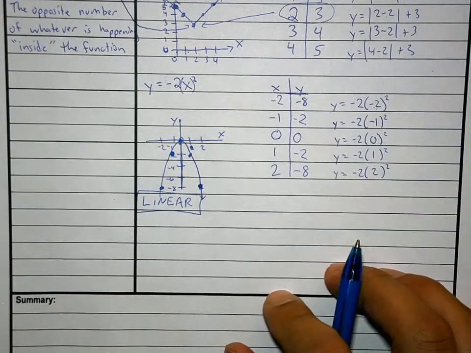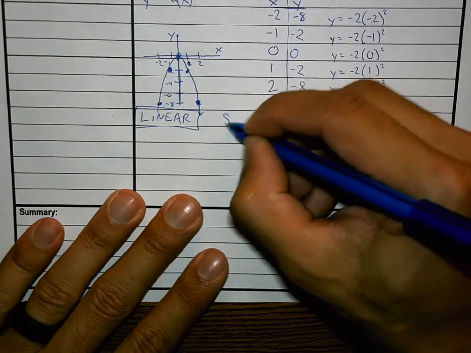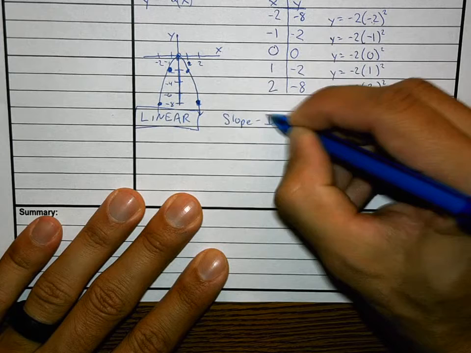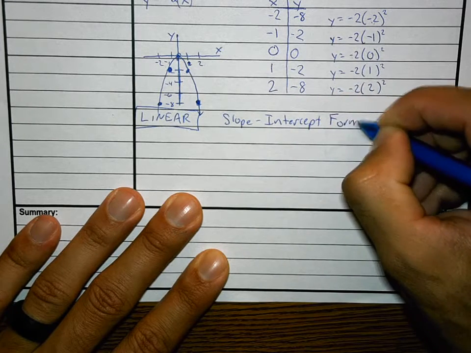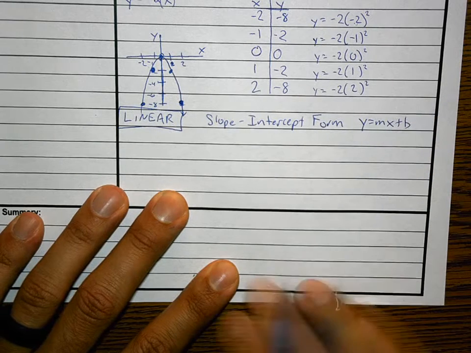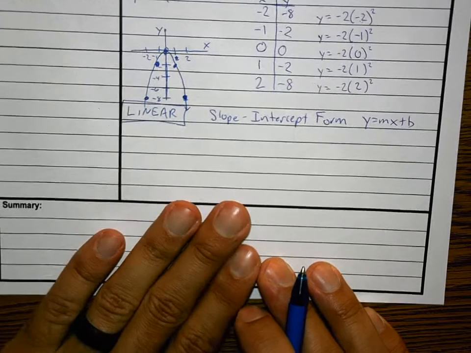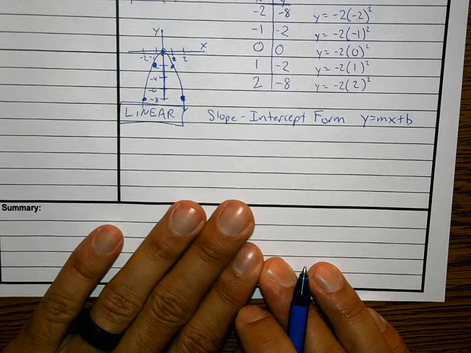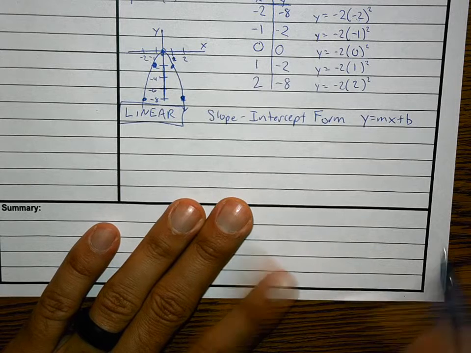For linear functions, the method we're going to use is something called slope-intercept form. It's an easy form. Y equals mx plus b. You've done it before. You've seen it. Each letter represents something as a part of your graph.